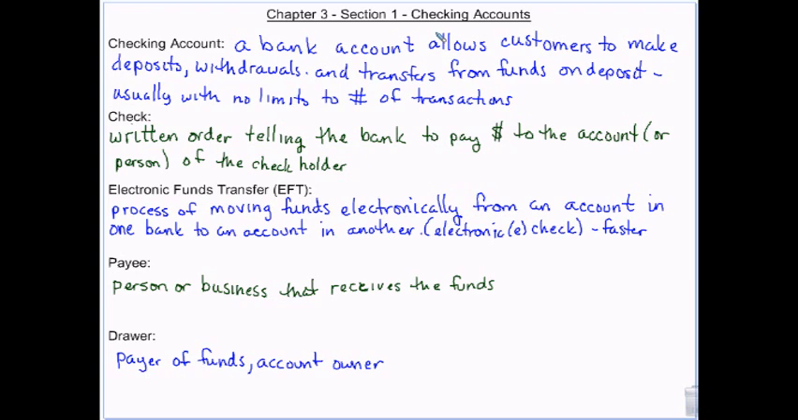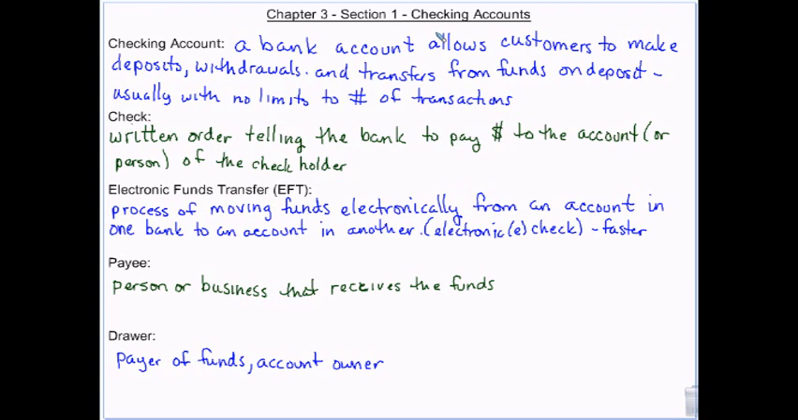A checking account allows you to make deposits, withdrawals, and transfers, and usually there are no limits to the number of transactions you can make in a month. Savings accounts and other types of accounts will have limits to the type or amount of transactions you can make.